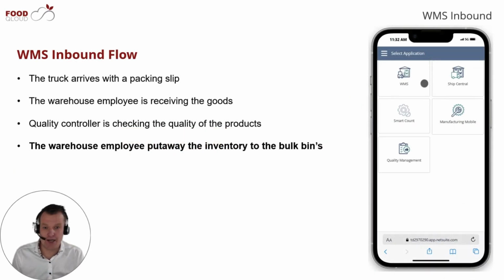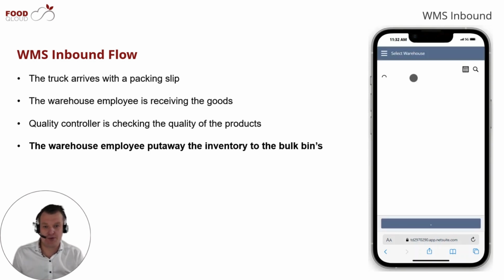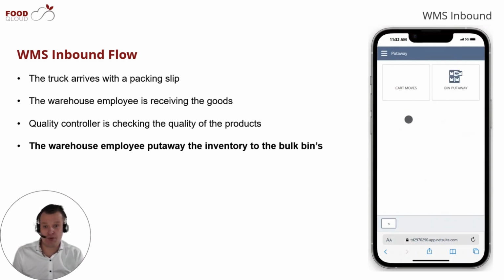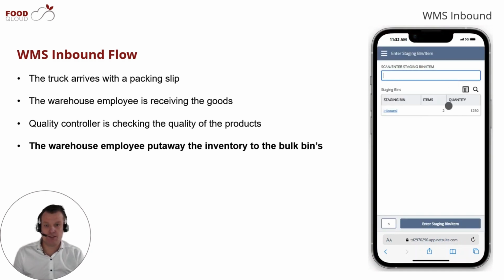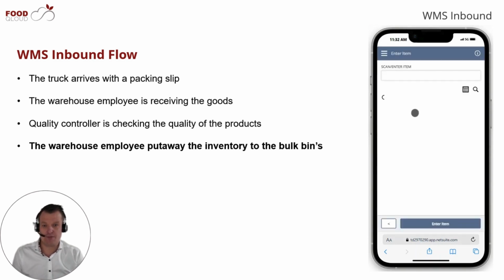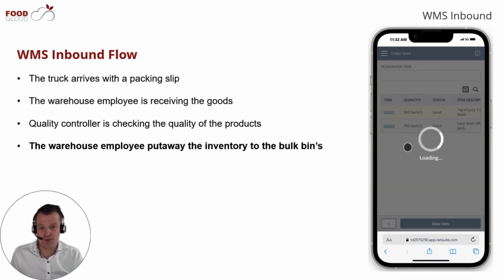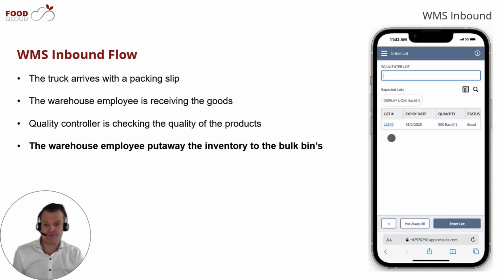Now I am the warehouse employee. We'll put away the inventory. We go back to the WMS section and we put on receiving, put away, and we're gonna do a bin put away. You have all inbound staging bins here. So we put on the inbound bin, and here we can see which items we can place from the inbound bin to the storage bin.